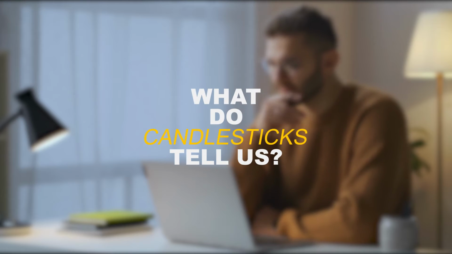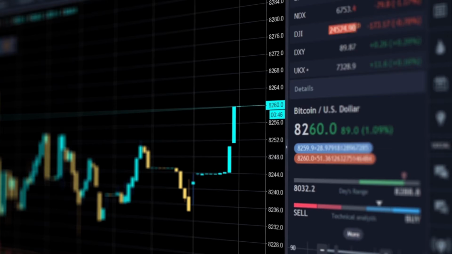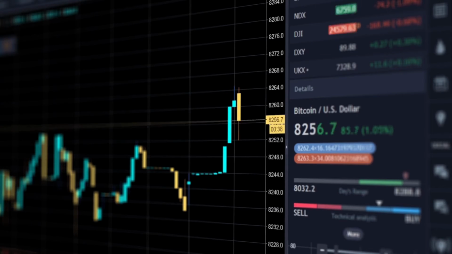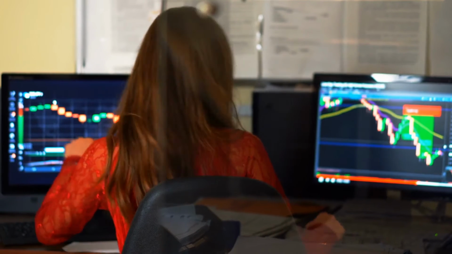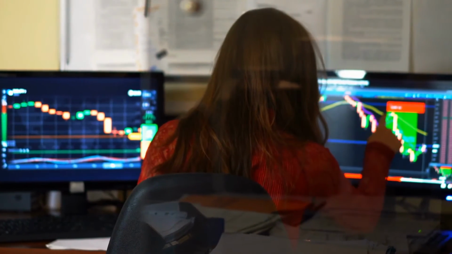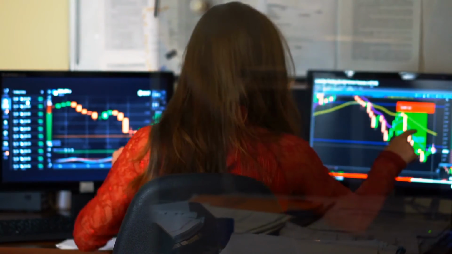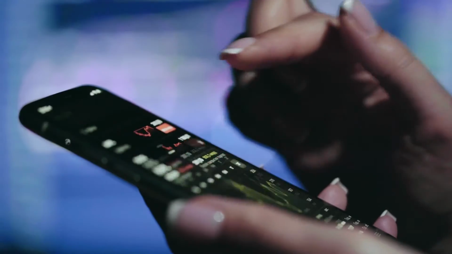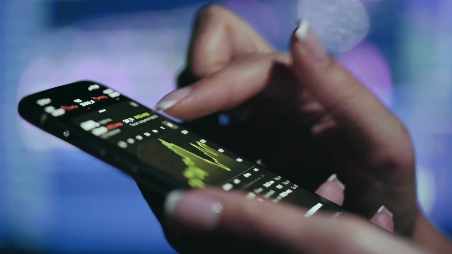What do candlesticks tell us? Candlesticks can reveal much more than just price movement over time. Experienced traders look for patterns in order to gauge market sentiment and to make predictions about where the market might be headed next. Here are some of the kinds of things they're looking for.